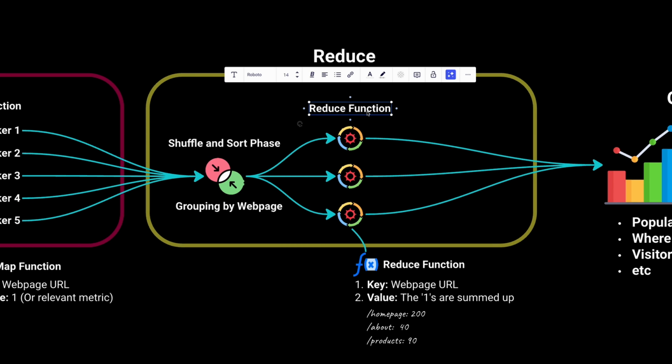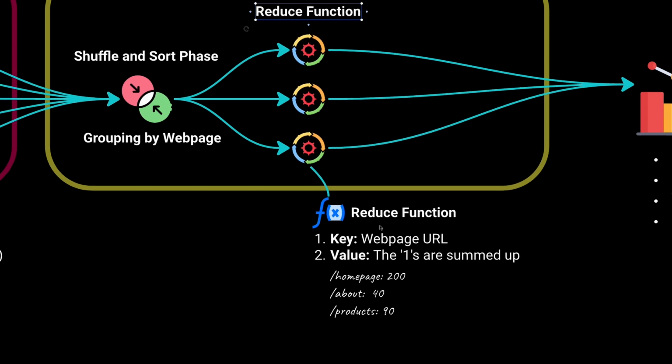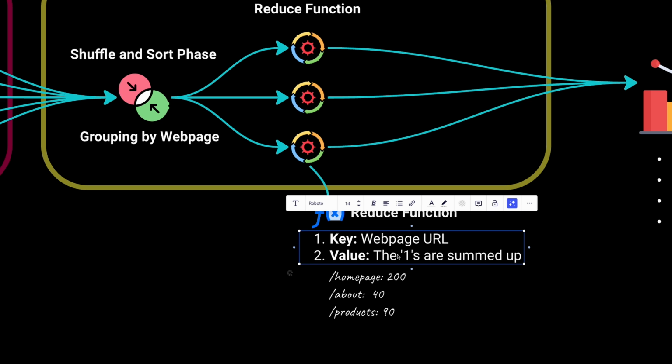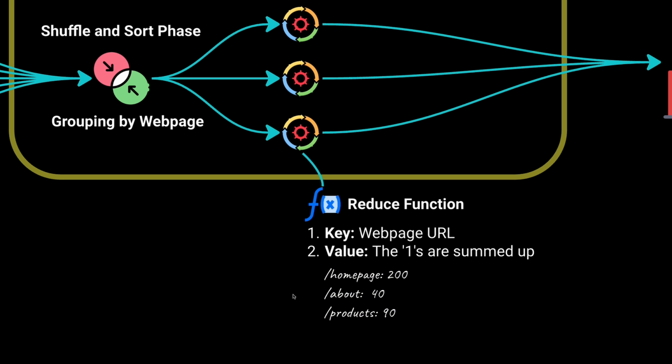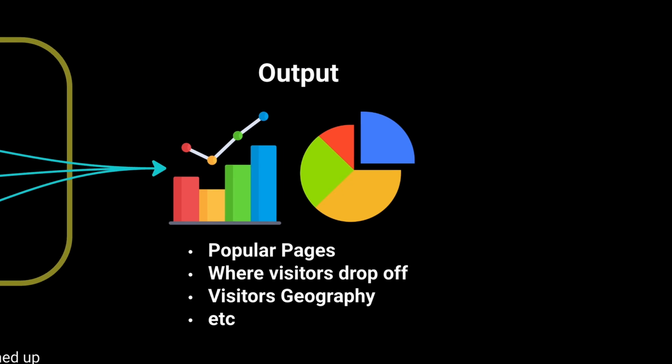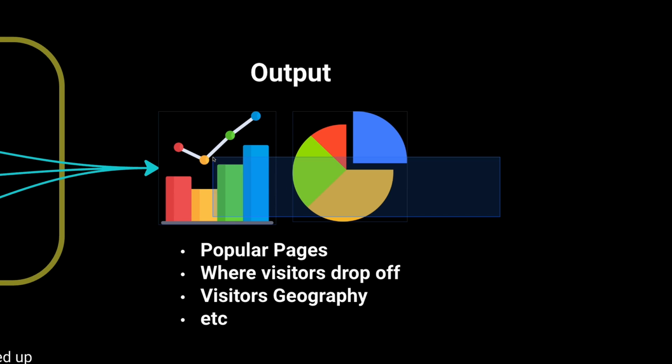In the reduce function, we add up the values to find the total visits for each unique web page. So we have the key, which is the website URL again, and the values, which we are summing up. And we end up with something like this, where let's say homepage got 200 visits, about page got 40 visits, products got 90 visits, and so on. Of course, these numbers can be much higher than just 200. And the reduce function can tackle more complex questions too, like average time spent on a web page or visitor demographics and so on.